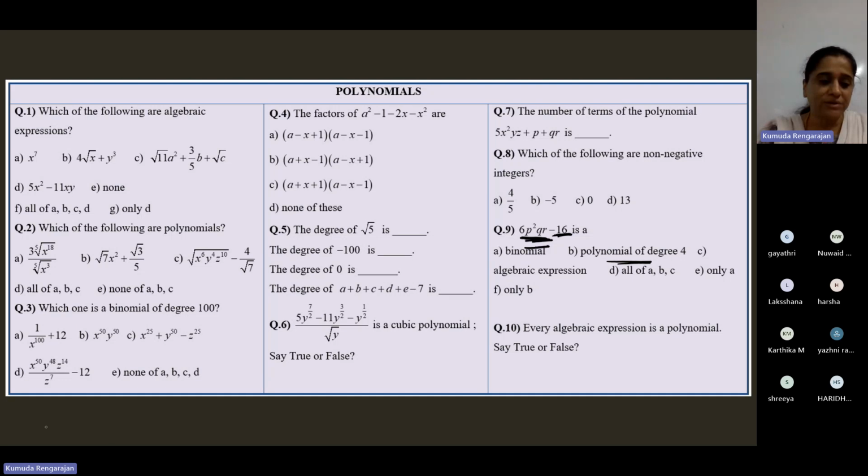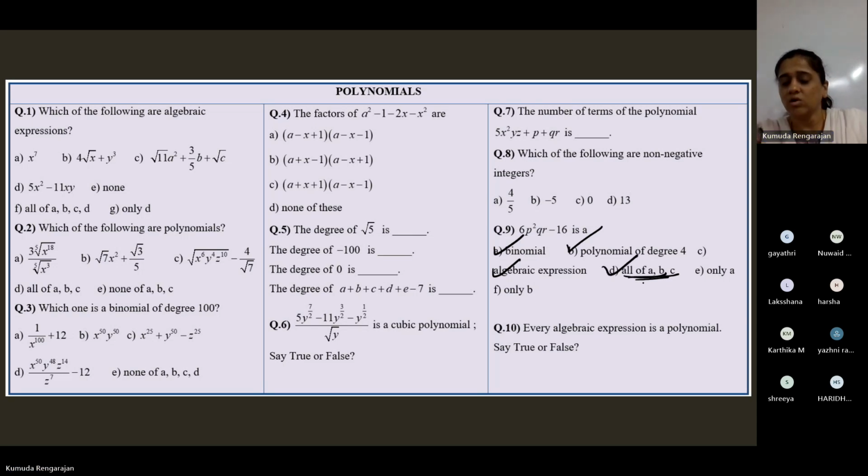Then C, is it an algebraic expression? Yes. It's an algebraic expression. D, all of ABC. We said it's a binomial. We said it's a polynomial of degree 4. And we also said it's an algebraic expression. So all of ABC is correct. Only A? No. Only B? No. So this is the correct option. All of ABC.